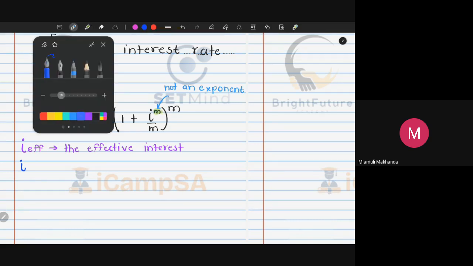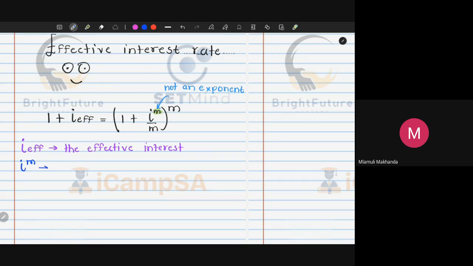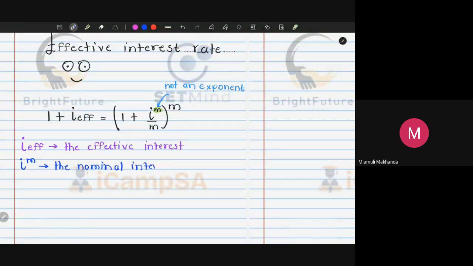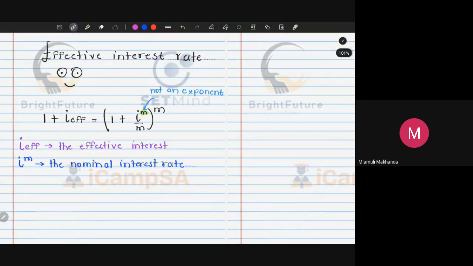So that i^(m) is what is called the nominal interest rate. So it is called the nominal interest rate. This is one of the important parameters which you need to remember whenever you see the word effective interest in a problem.